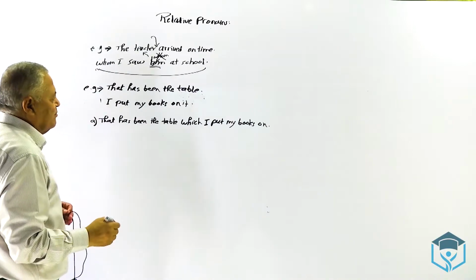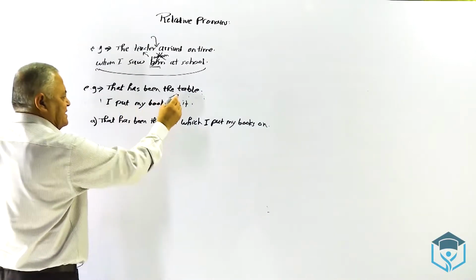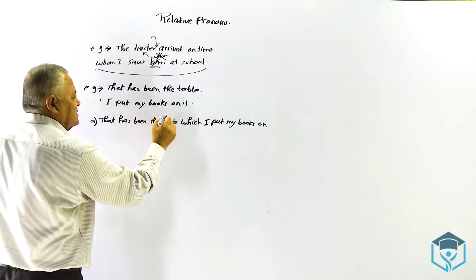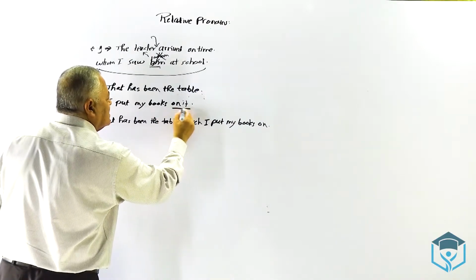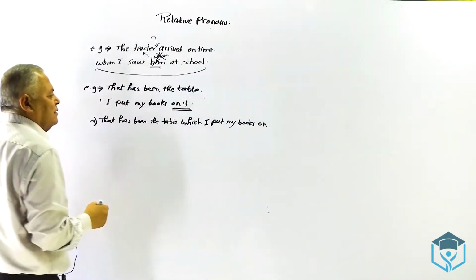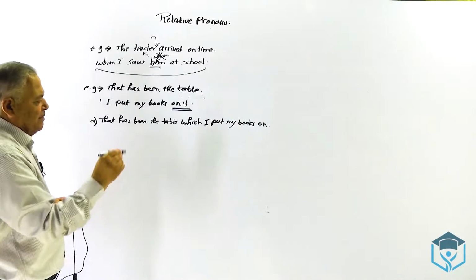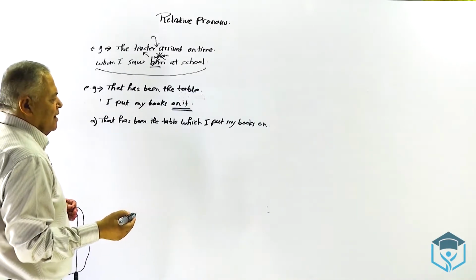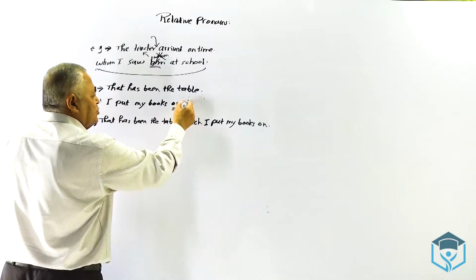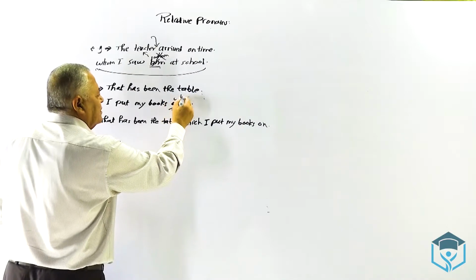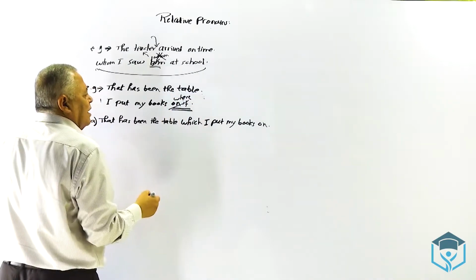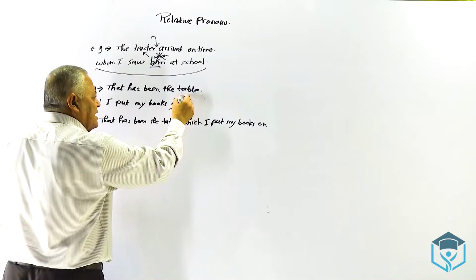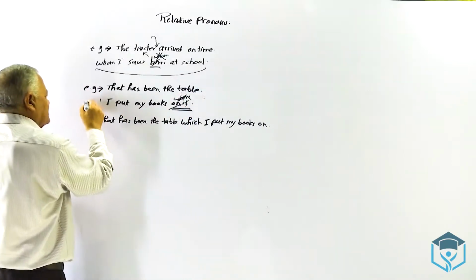بقرأ جملتين مرة ثانية شباب هنا. That has been the table I put my books on it. الآن on it together. And on the table, هذه place. And because of that, drop it, use where. And because where comes last in a sentence, leave it out, put it first.